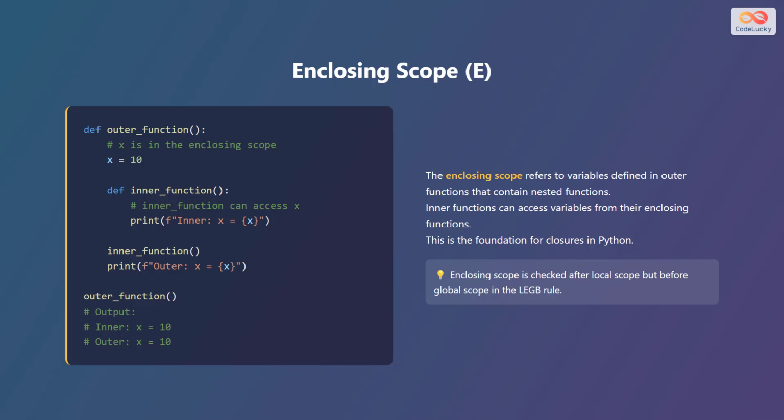Consider this example. We define an outer function. Inside it, we define a variable x and assign it a value of 10. Then we define an inner function. This inner function prints the value of x. When we call the outer function, it also calls the inner function, which successfully accesses and prints x's value from the enclosing scope. Enclosing scope is checked after local scope, but before global scope in the LEGB rule.